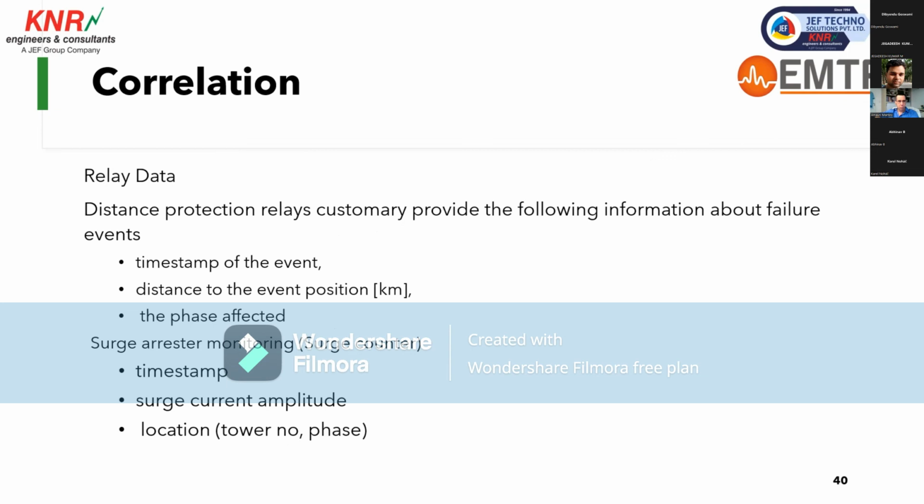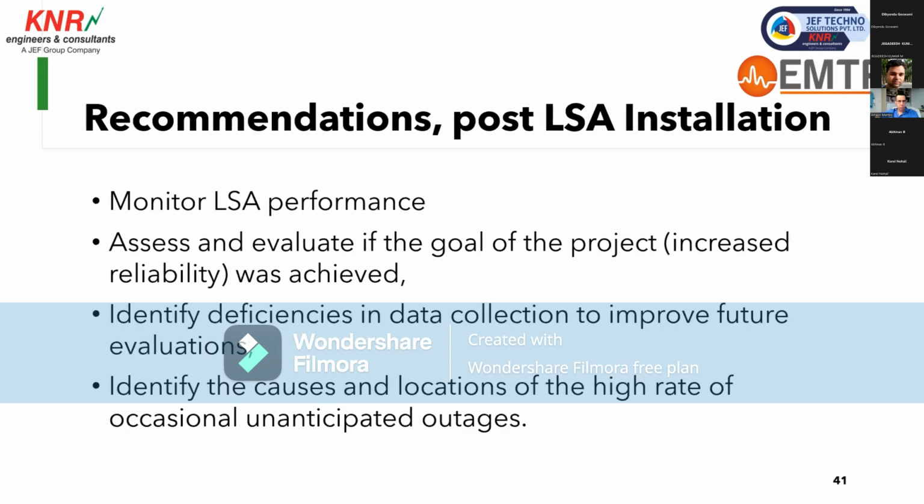Similarly, in relays, we can extract the timestamp, the distance of the event from the substation, and which phase is affected. Arrestors also have monitoring systems, from which we can again collect the timestamp, surge current amplitude, and location. Once we have all these data, we can correlate them, identify the critical towers, and apply mitigation on those selected towers.